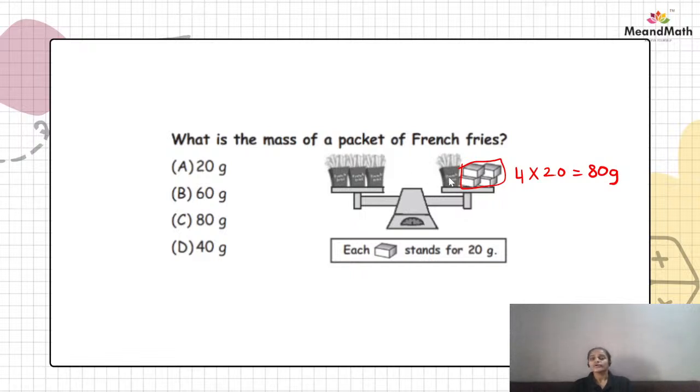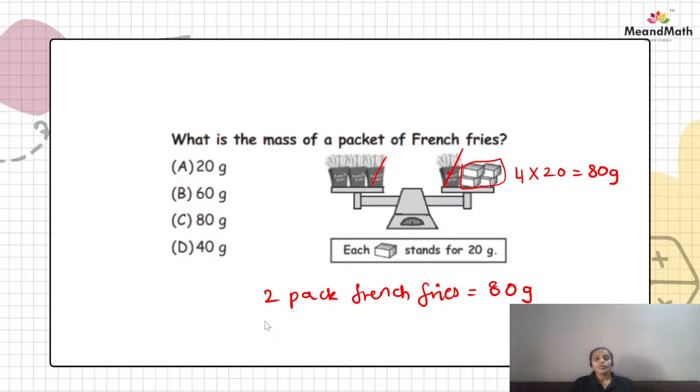Now I have to find out the weight of one pack of French fries. I have one pack over here and one pack over here, which I will simply cancel, and there will be no need to find out the weight of it. Then I can equate and say that 80 grams of these boxes is equal to 2 packs of French fries. How did I get that? The French fries packet weight is the same, so if I remove one packet, what I get is 2 packets of French fries, which is equal to 80 grams of these boxes. So 2 packets of French fries equals 80 grams.